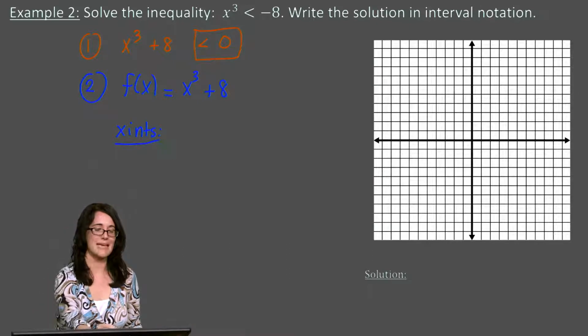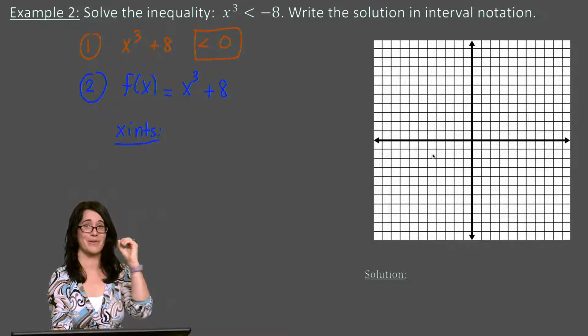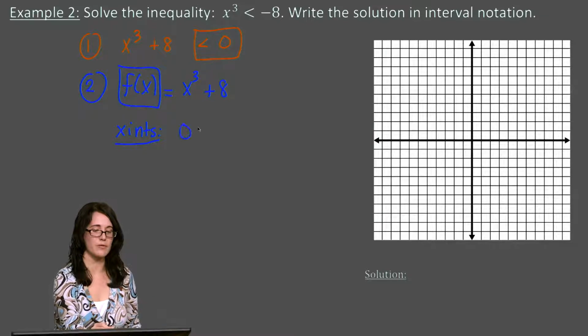So if you were to get the x-intercepts directly, remember what that means. To be on the x-axis, your y values must equal 0. So if you let your entire function's output, your y value, equal 0, 0 would equal x cubed plus 8, which would mean that -8 would equal x cubed.